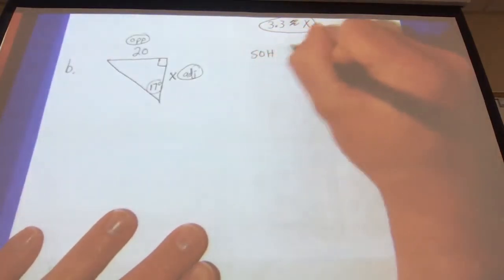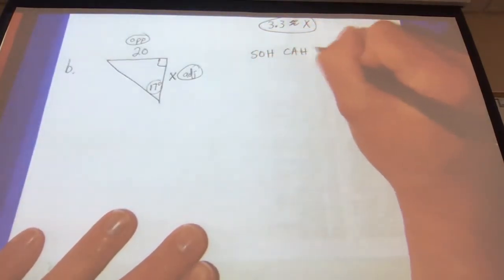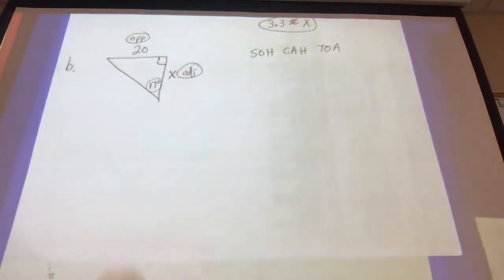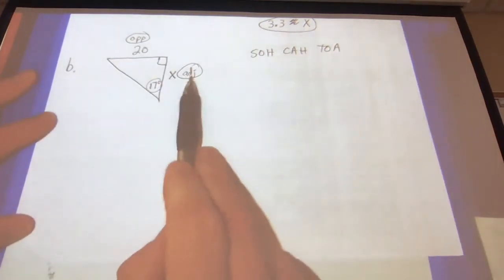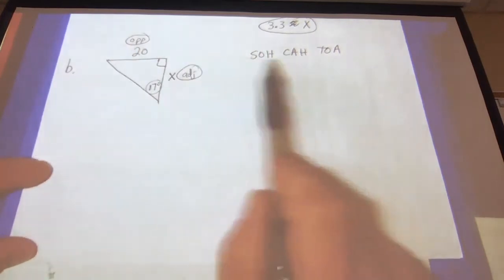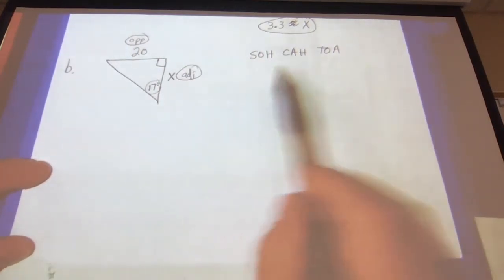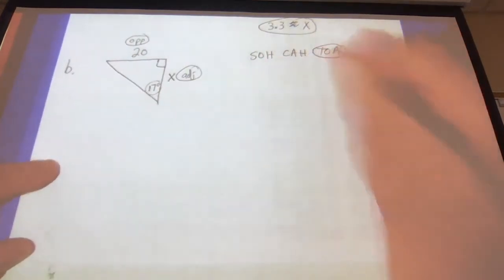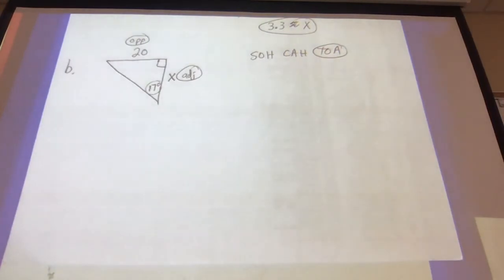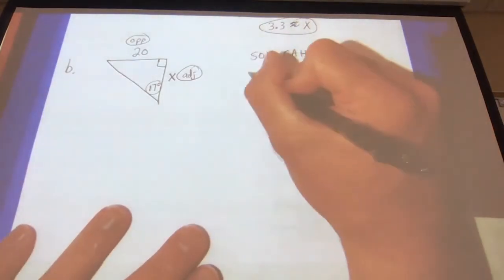Once you've identified your sides, now you can go to SOHCAHTOA to figure out which trig function you want to use. This time around, we have adjacent side and opposite side. Which trig function uses adjacent and opposite? Tangent. TOA stands for tangent, opposite over adjacent. So we know to use the tangent.